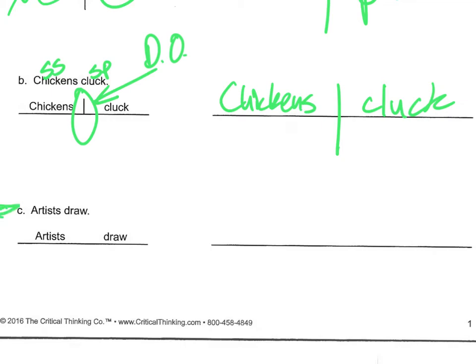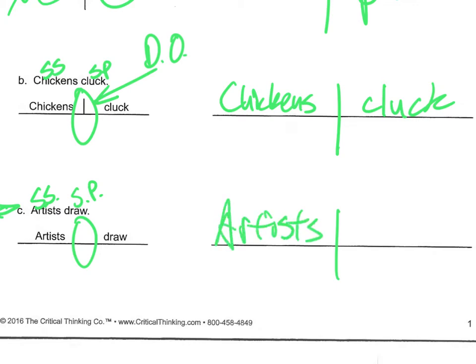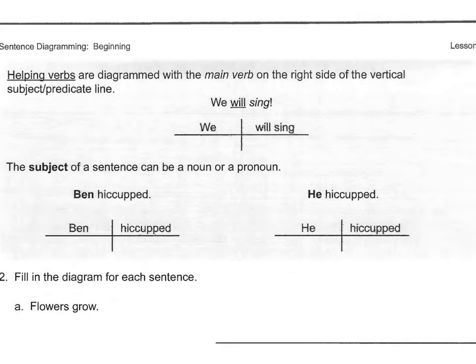Okay, down here, artists draw. Who or what is this about? It's about the artists. What do they do? They draw. That's our simple predicate. And in fact, here it's almost diagrammed correctly, but they're missing that center line. So I'm going to draw that to separate the subject and the predicate. Artists draw. Okay, let's move on to the next page.